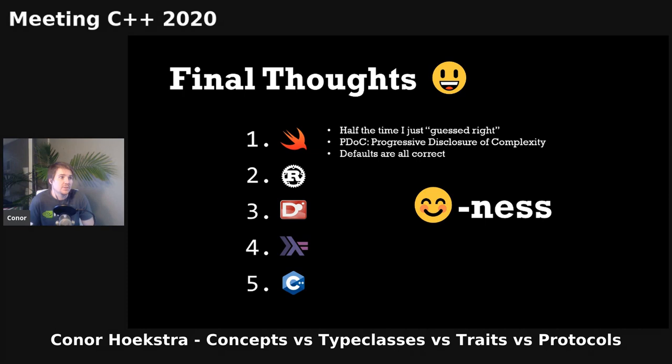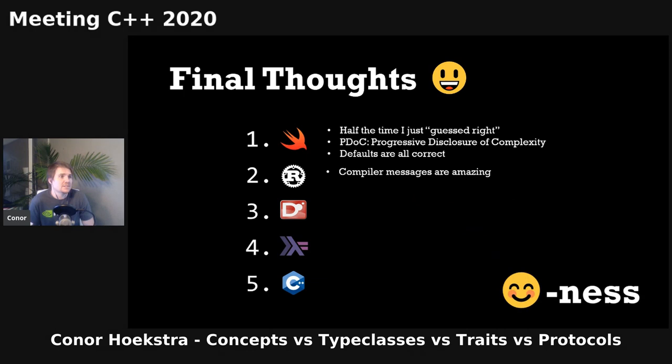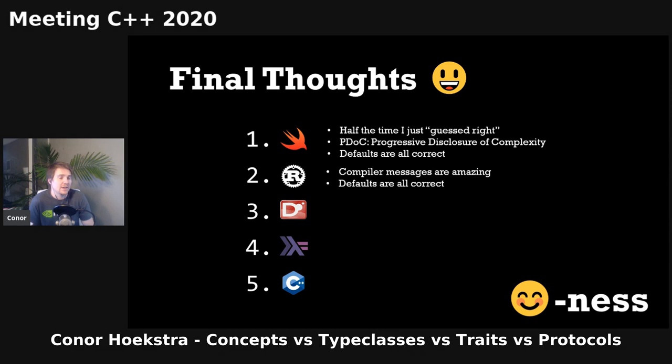And the defaults are all correct, in my opinion, at least the ones that I experienced, which is really nice. Rust compiler messages were amazing, which made it a very pleasant experience. And for this language, the defaults were also all correct, at least the ones that I ran into. D was really similar to C++, but like I said, they have a lot more support for generics and this kind of thing, so it was a little bit easier to get things working. However, I think that they might have added a little bit too much complexity in some places. Like, we have the const keyword. They added a bunch, like immutable, etc.